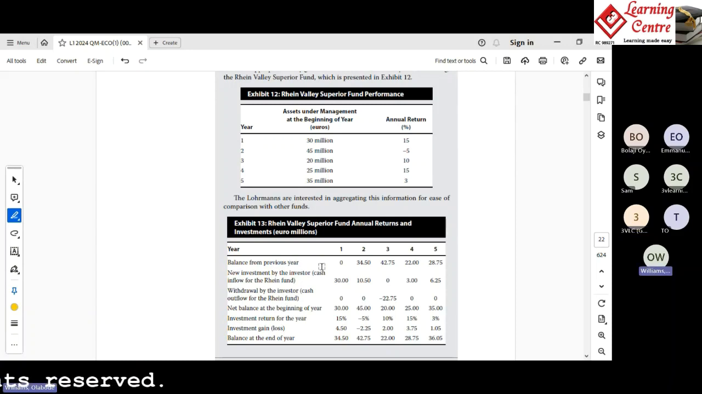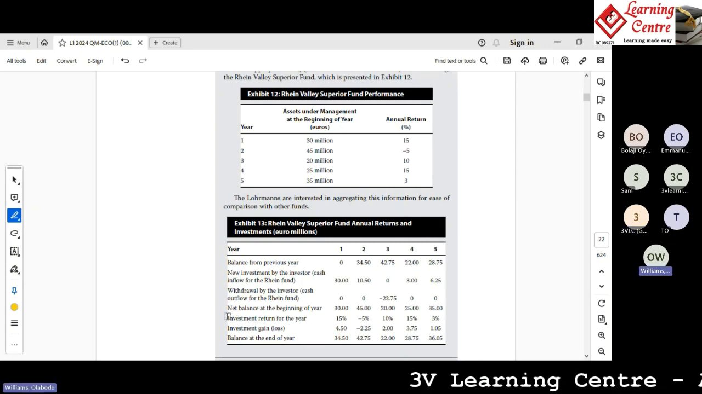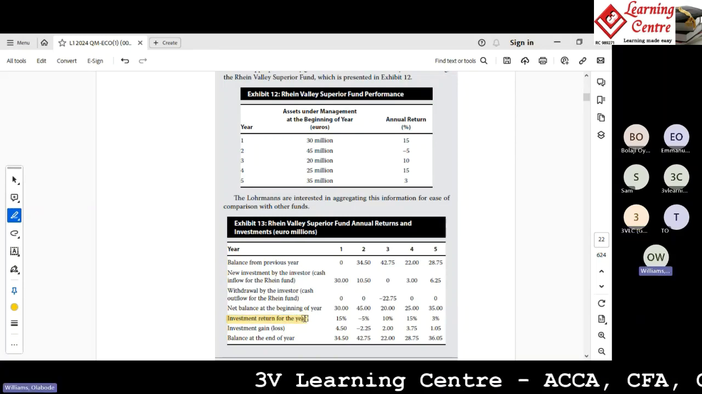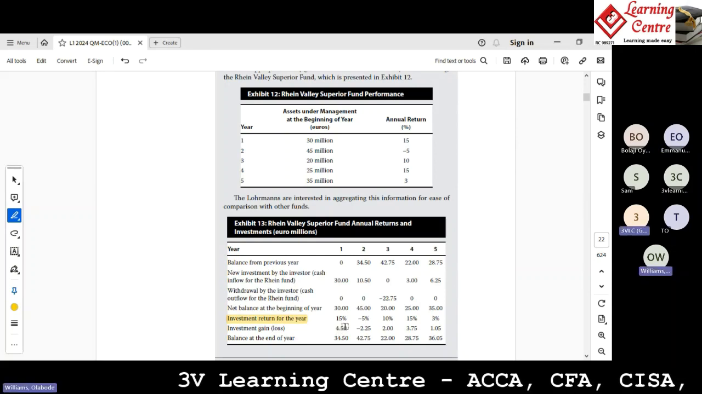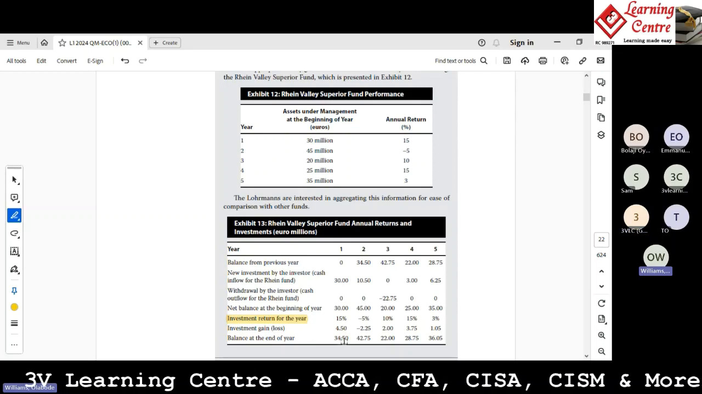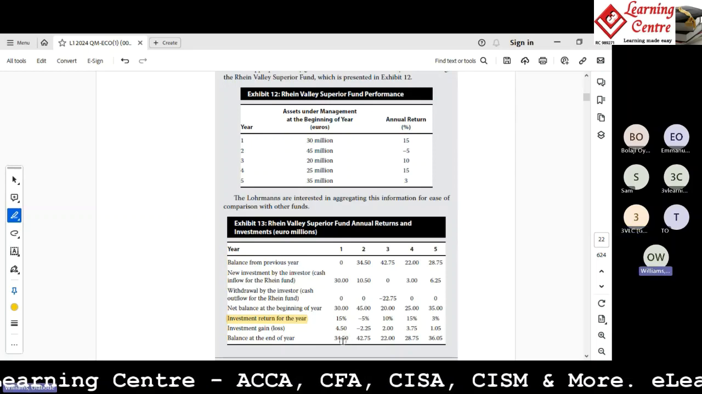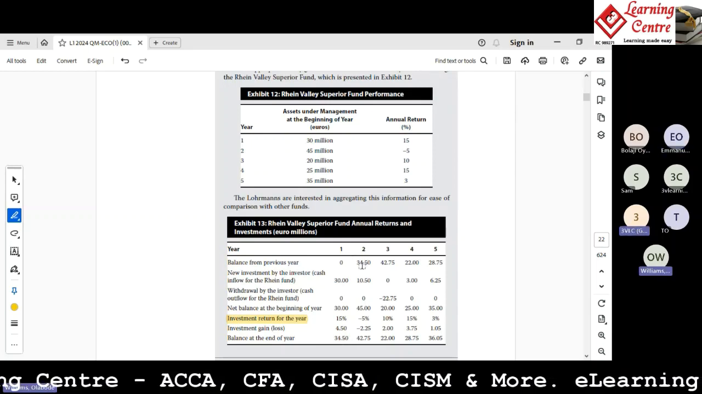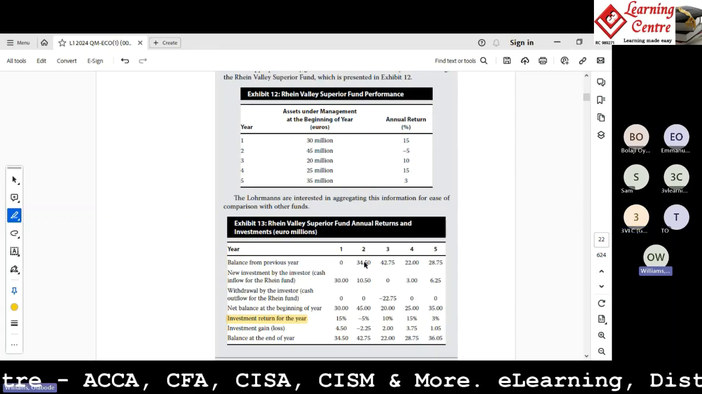So at the beginning of the year, the fund asset under management was 30, right? Now, we were told that it earned an annual return of 15%. So the annual investment return was 15, which you can see here. 15% of 30 is 4.5, which means it should have ended the year at 34.5, right? So the balance from previous period was 34.5, which is shown here.